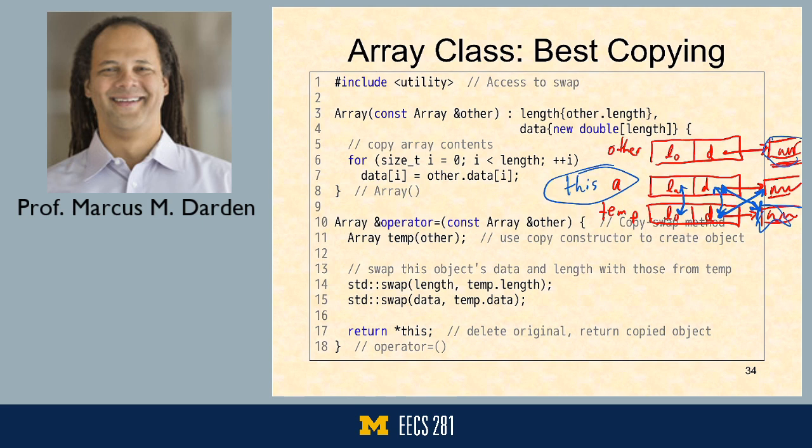All right. So that's the copy swap method. You can implement that whenever you're doing your own operator equals and you've got some dynamic memory involved.